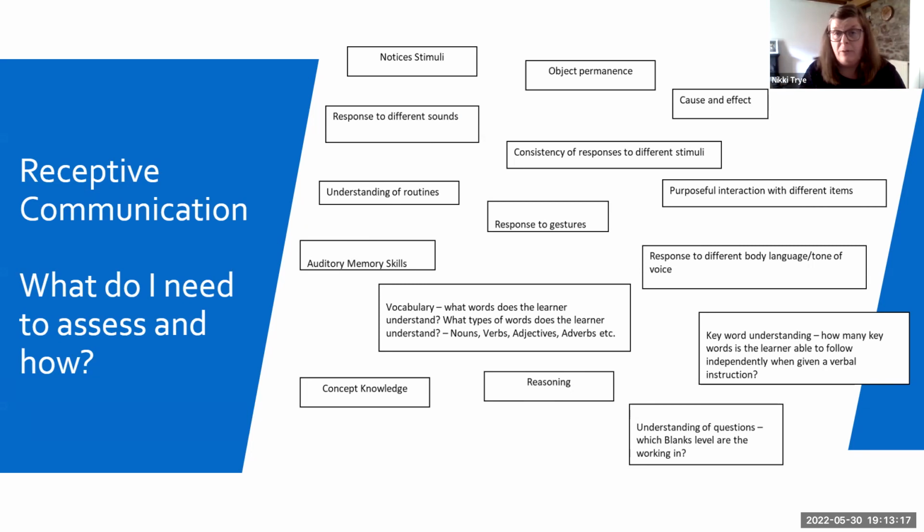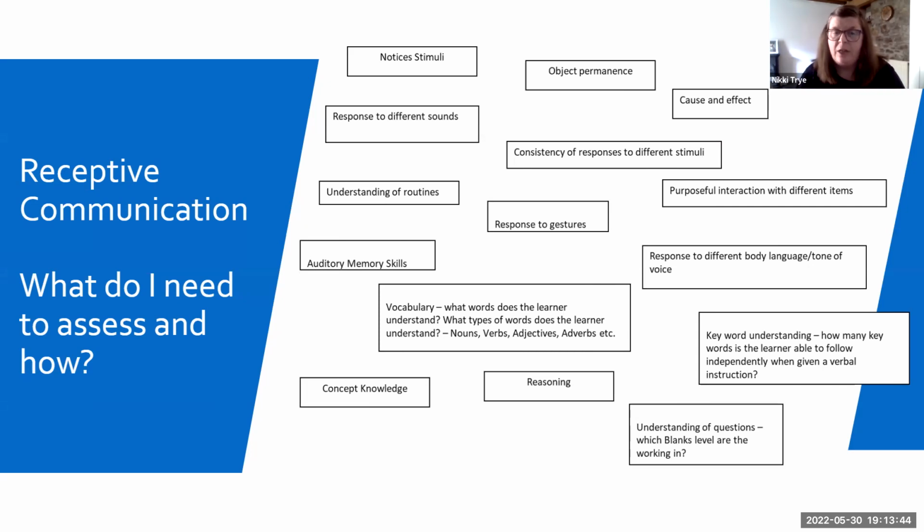For some young people, they are working at really understanding what object permanence is. Now, initially, we may not have realised that was even part of receptive communication. So I've tried to include in here as many different examples of skill sets related to receptive communication as possible. Hopefully, some of this you'll just use as a reference point when you're working with your young people. So auditory memory skills is in there.